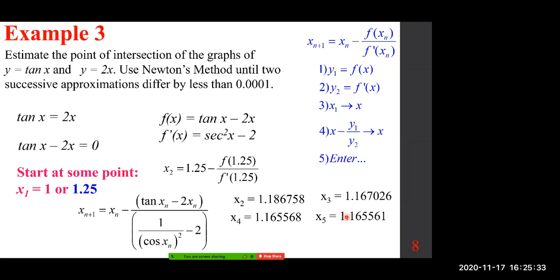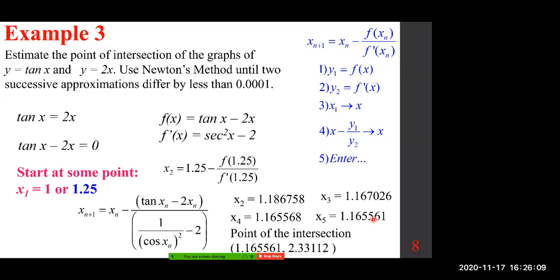Again, one more time. We are looking for a difference that is less than that. And this is the case here. So we don't have to go further. We choose this one as the x coordinate. And when we plug it into the equation, okay, y equals tan x, so tan of this number is the same as 2 times this number. And that would be your y coordinate. I hope everybody understands how we arrive at the y coordinate, okay?